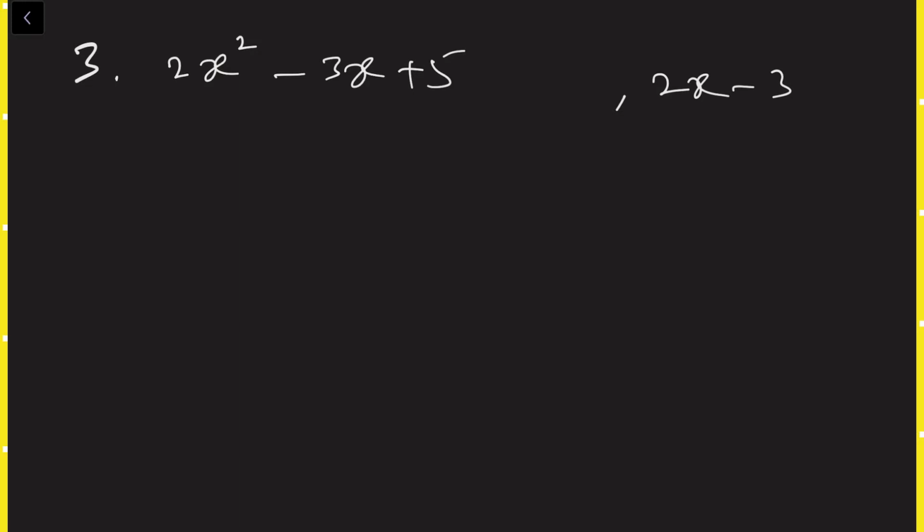Next, bit number 3. Find the remainder when 2x square minus 3x plus 5 is divided by 2x minus 3. So here minus 3 is there, then plus 3, here multiplied by 2 is there, divided by 2. So we need to substitute 3 by 2 in the place of x. Let us check it out. 2 times, in the place of x, 3 by 2 whole square, minus 3 into, in the place of x, 3 by 2, plus 5.